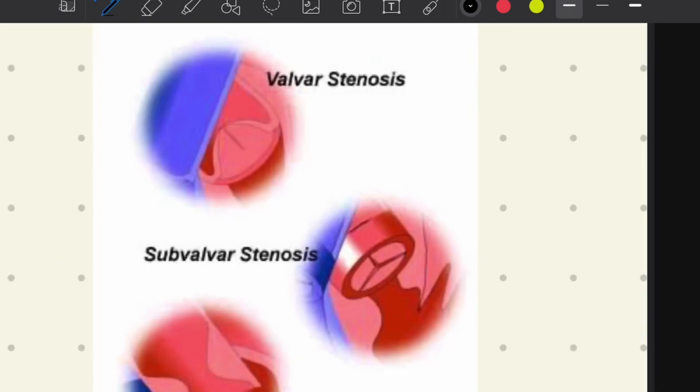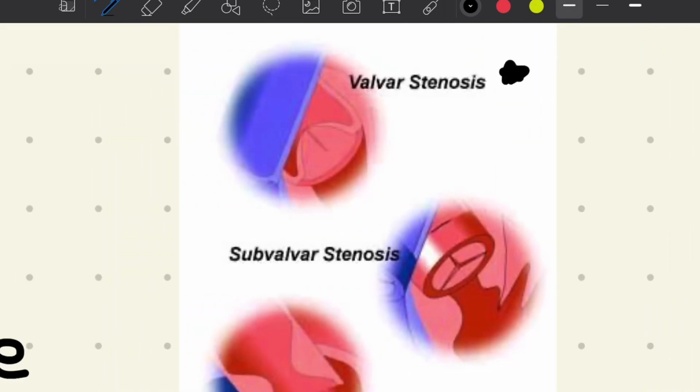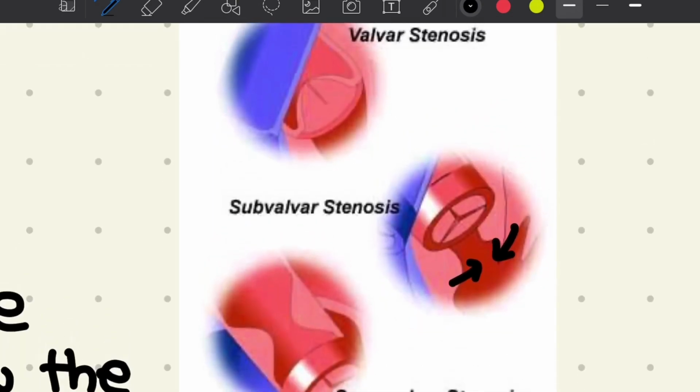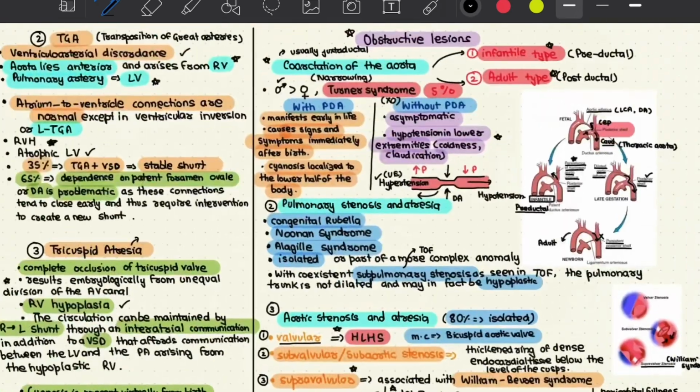You can get stenosis at the level of the valve, or we can get a subvalvular stenosis, that is a thickened ring of endocardial tissue, or we can get a supravalvular stenosis as we saw in Williams syndrome. That concludes our discussion of congenital heart diseases.